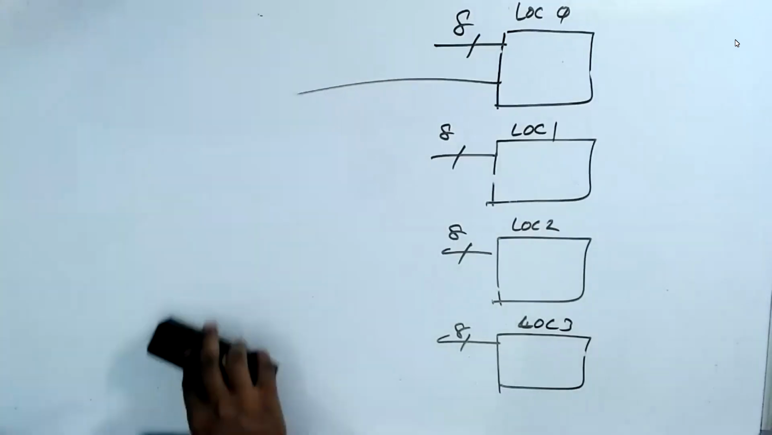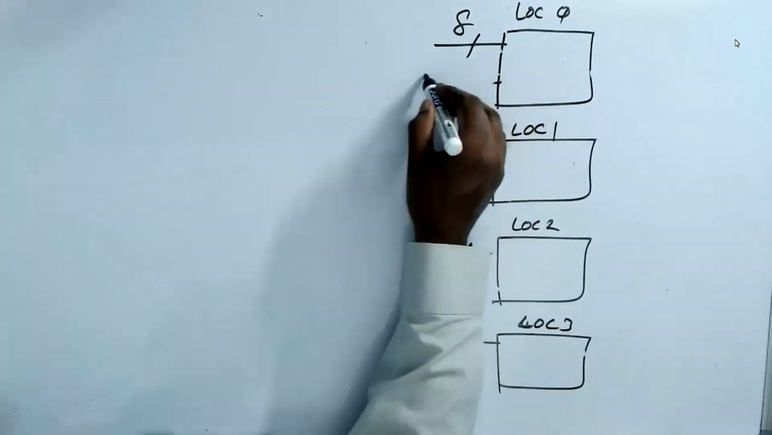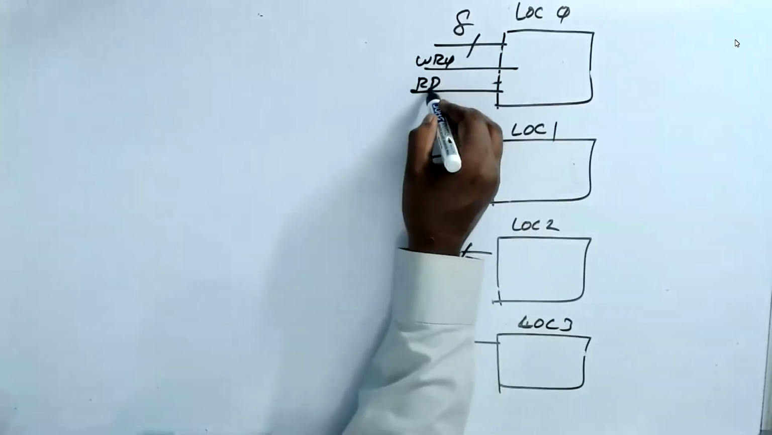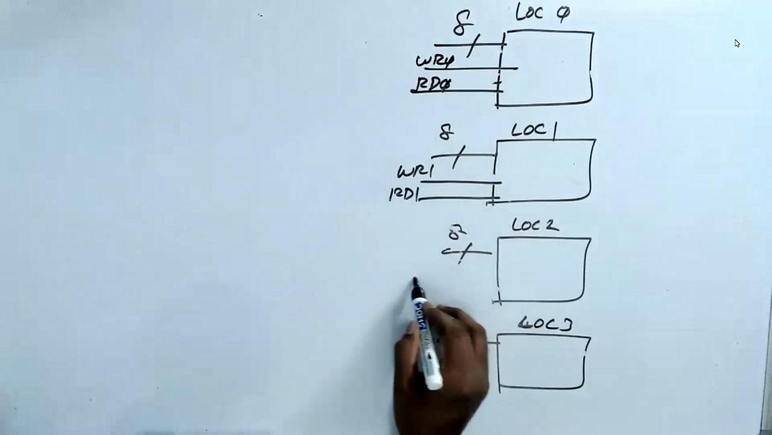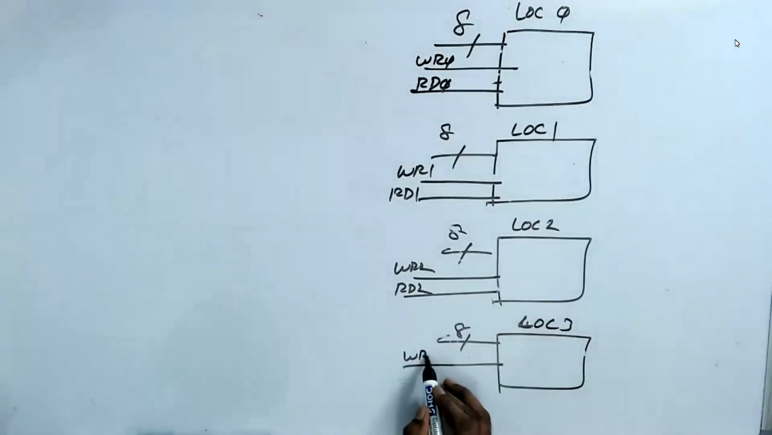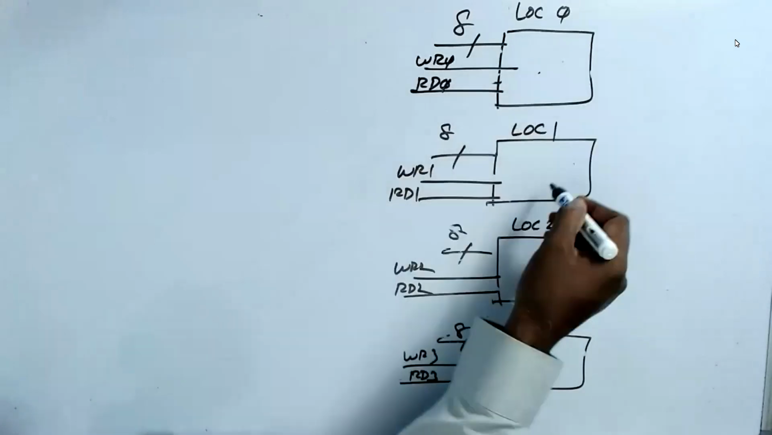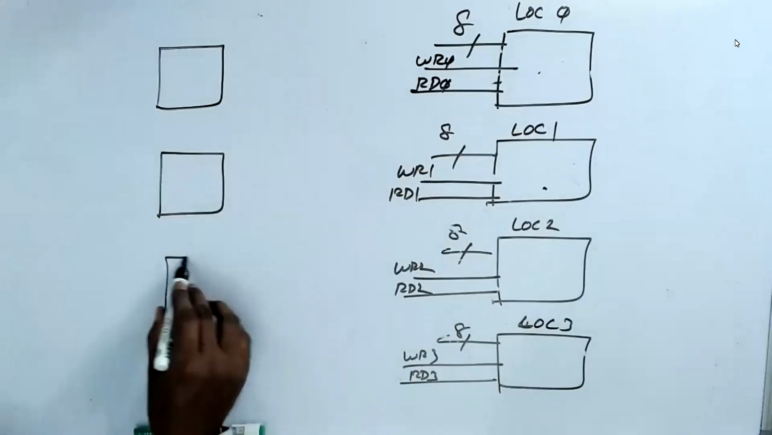So now each one has a signal called write 0, read 0. Write 1, read 1. Write 2, read 2. Write 3, read 3. Then, since I have 4 locations, I have 4 combinational blocks. See here, I have 4 combinational blocks.